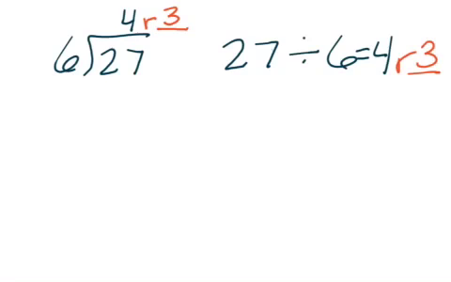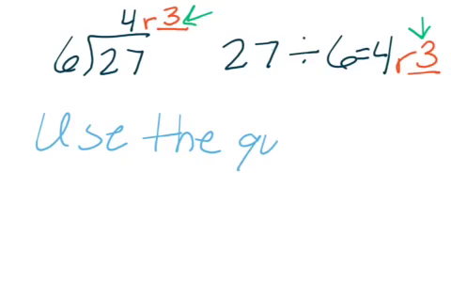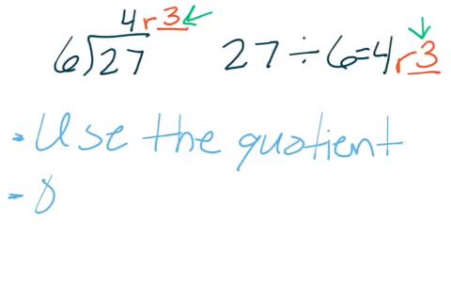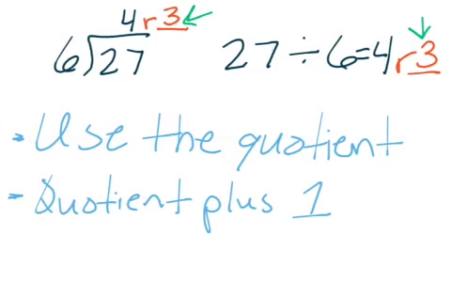Now, in the problems that we talked about today, we're going to use 2 different ways to interpret our remainder. Our remainder right here is 3. Now, the 2 ways that we talked about in class were use the quotient, and quotient plus 1.